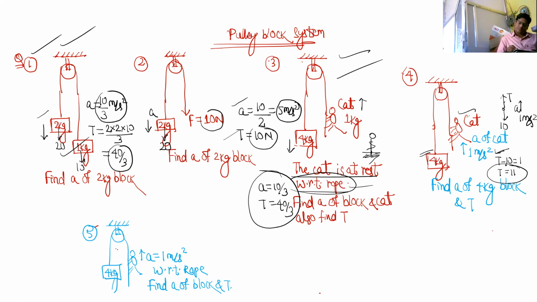Now for 4 kg block, here T equal to 11 and here gravitational force is 40. So of course this will move down. And its acceleration will be 40 minus 11, that is how much? 29. 29 by 4 downwards. Have you got this much?